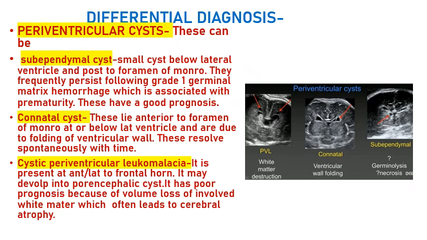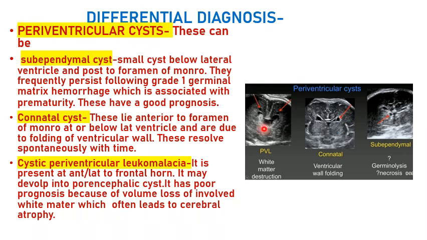Another is periventricular cyst. This can be a subependymal cyst or pseudoventricular cyst. This is a small cyst below the lateral ventricle and posterior to the foramen of Monro. They frequently persist following grade 1 germinal matrix hemorrhage, which is associated with prematurity. These have a good prognosis. Coarctate cysts lie anterior to the foramen of Monro at or below the lateral ventricle and are due to folding of the ventricular wall. These resolve spontaneously with time.